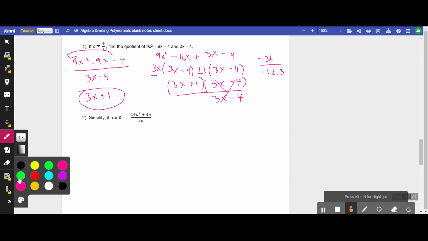So this is just the stuff that you learned about yesterday, when you can just divide each of those two terms by the 4n. So I'll write it out. So you'll have your 16n squared divided by the 4n, and then your second term.